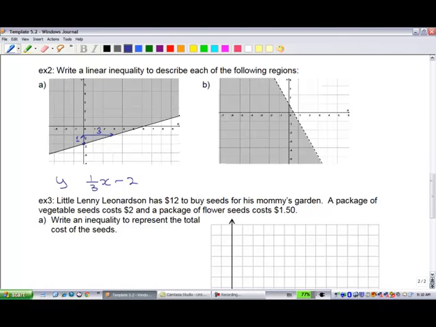Now, it's a solid line. I know it might look a little bit dotted, but it's supposed to be a solid line. So it's going to have an equal sign. And do I want all the y values that are bigger than that line or smaller than that line? I want all the y values that are above that line. So y is greater than or equal to 1/3 x minus 2. Why don't you hit pause here, see if you can figure out that B answer.